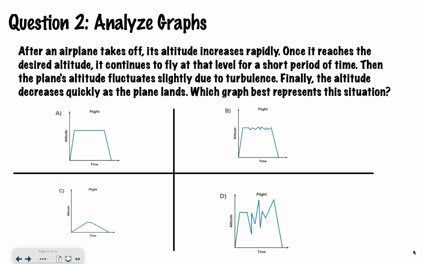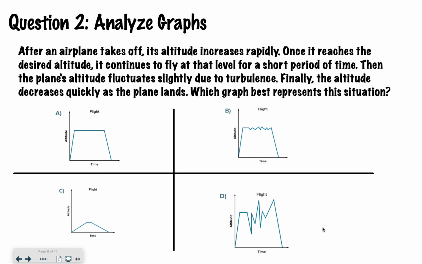All right, question 2. After an airplane takes off, its altitude increases rapidly. Once it reaches the desired altitude, it continues to fly at that level for a short period of time. Then the plane's altitude fluctuates slightly due to turbulence. Finally, the altitude decreases quickly as the plane lands. Which graph best represents this situation? Okay, so I want you to look at graph A, graph B, graph C, graph D, and figure out which one best represents that scenario. Good luck.